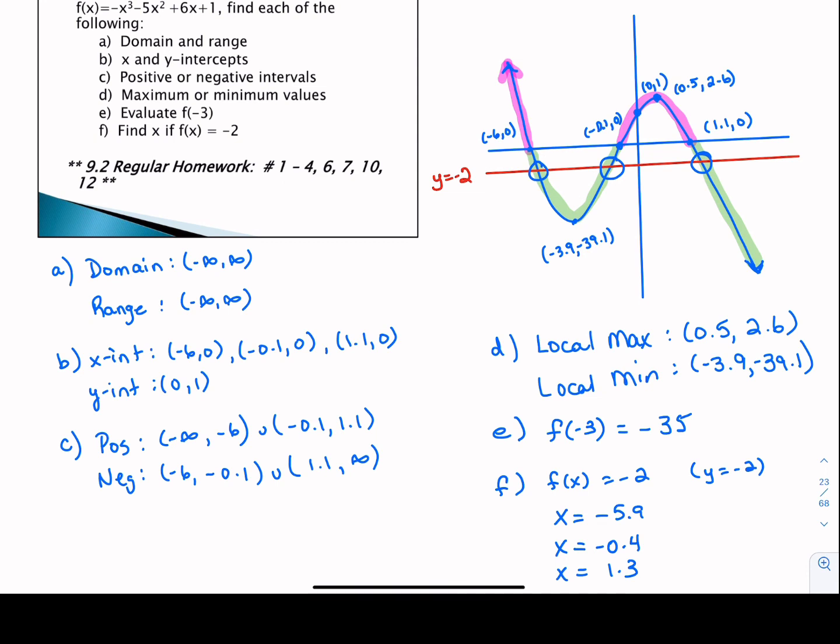That brings us to the end of our homework section for 9.2. Please have a look at these practice questions and make sure that your calculator work is giving you the results that you need to have overall.